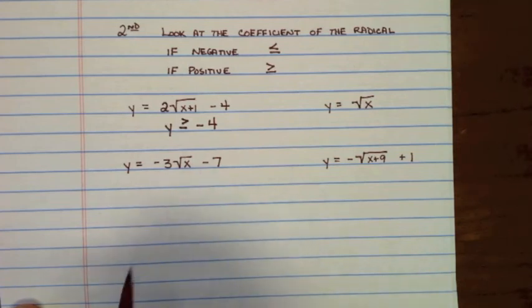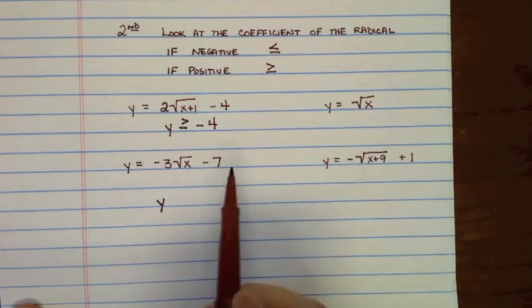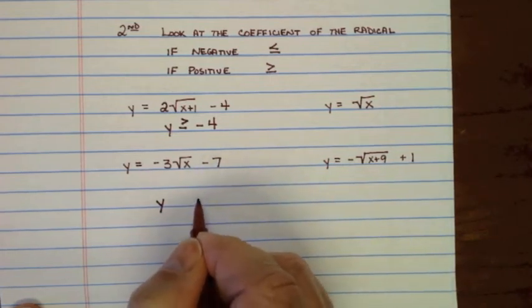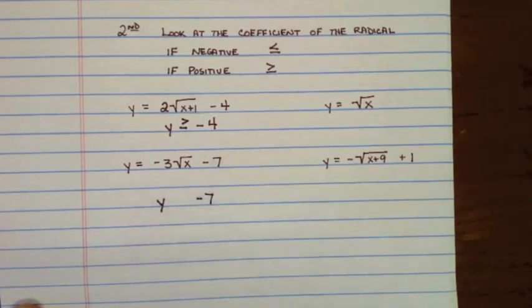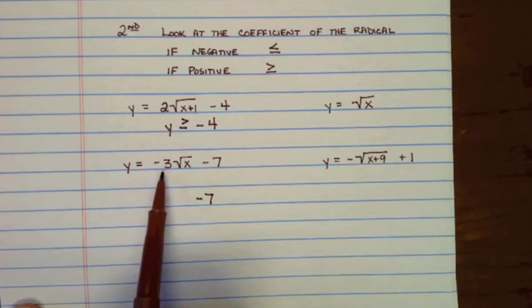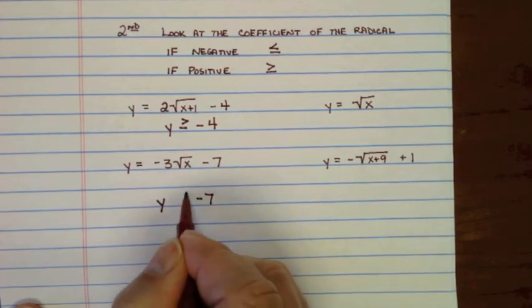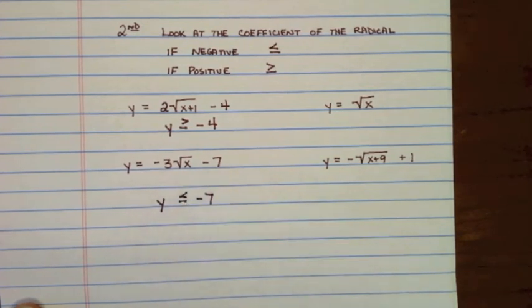So I'll come down to the next one. I need to figure out what my range is. Range is represented by y. It's normally this number out here, -7. Now I need to see if it's going to be less than or equal to -7 or greater than or equal to -7. This coefficient is negative, so it's going to be less than or equal to -7.